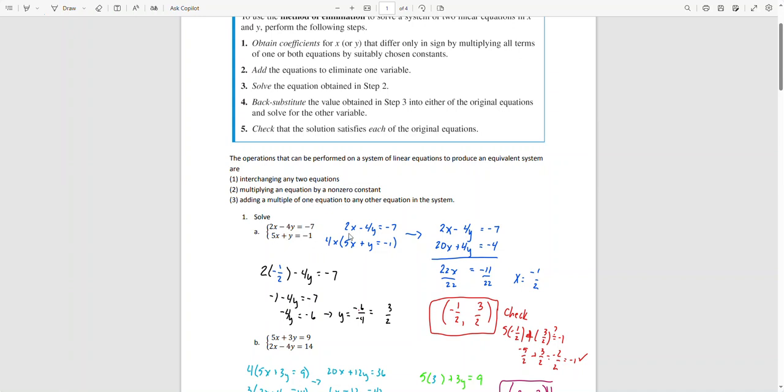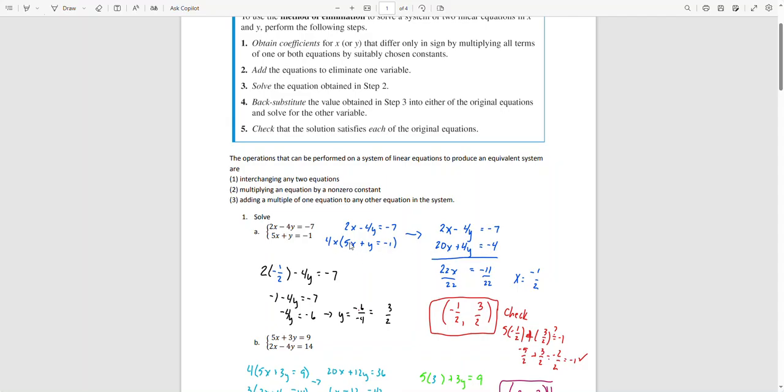So I leave the first one alone, 2x minus 4y equals negative 7. Multiply the second equation by 4, because all I really care about is getting a 4y here. But I have to multiply everything. That's 4 times 5x. That's times, that's a variable. I apologize that they look identical. 4 times 5x is 20x. 4 times y is positive 4y. And 4 times a negative 1 is a negative 4.